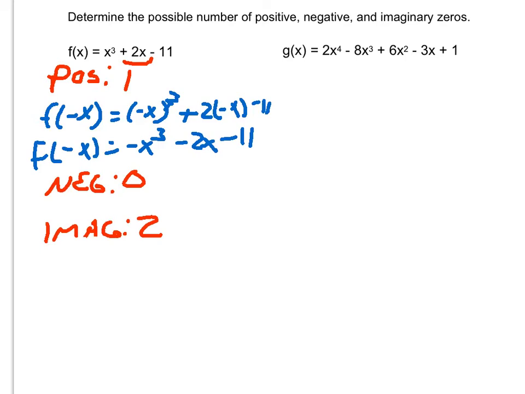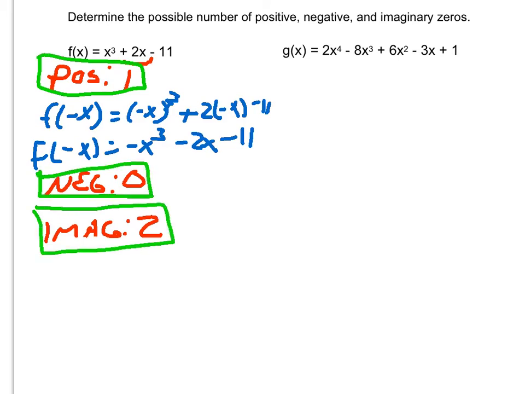How many positive solutions are we going to get? How many negative solutions are we going to get? And how many imaginary solutions are we going to get? That's it. So going over here to the next one, we first look at g of x sign changes. So how many positives can we expect? How many sign changes are there? We have a sign change from positive to negative, another from negative to positive, from positive to negative, and negative to positive. So right there, we can expect a possible of 4 positive solutions.